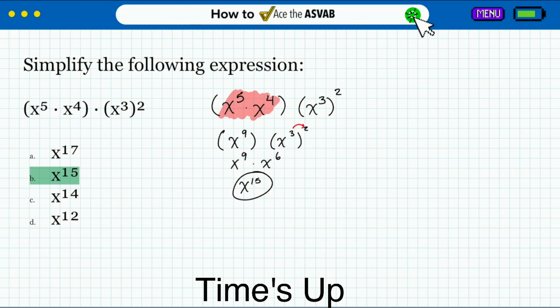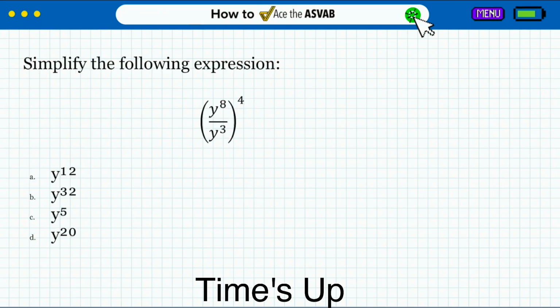So let's get ready. Let's get the timer up and let's get the next one done. 3, 2, and 1. Keep it going. How do you do this one?